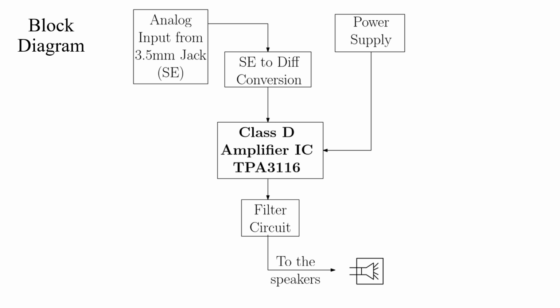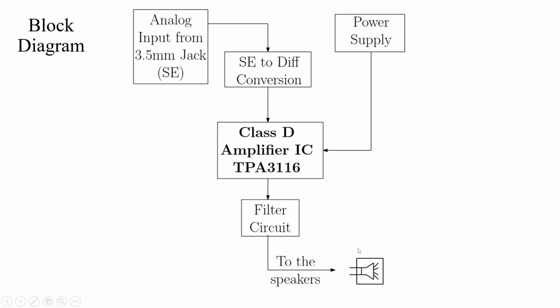This is our block diagram of the project. First, we will get the analog input from a 3.5 mm audio jack. Then we will convert that single-ended signal to a differential signal. We will give it to the audio amplifier IC. For the power supply we are using a 12 to 24 volt input. This will be capable of taking 24 volts to get the maximum output. And after that, the amplifier IC's output goes to the filter circuit. Then we feed it directly to the speakers.